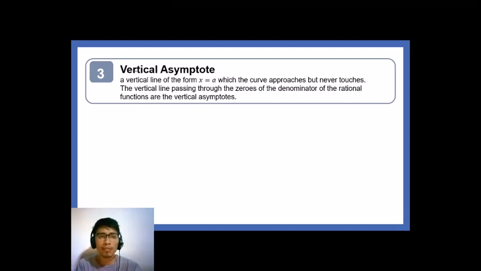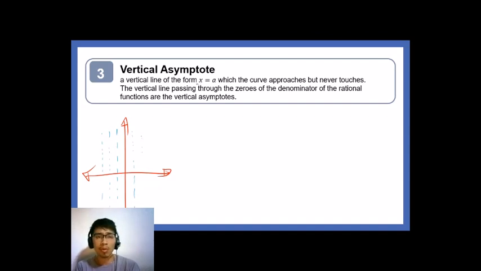So let's begin with vertical asymptote. Basically, if I have here my x-axis, my Cartesian plane, when you say vertical, it is a standing line, right? So a vertical asymptote is always touching the x-axis. When you are asked about the vertical asymptote, it is always touching the x-axis. That is why it is always in the equation x is equal to. Always remember that one.